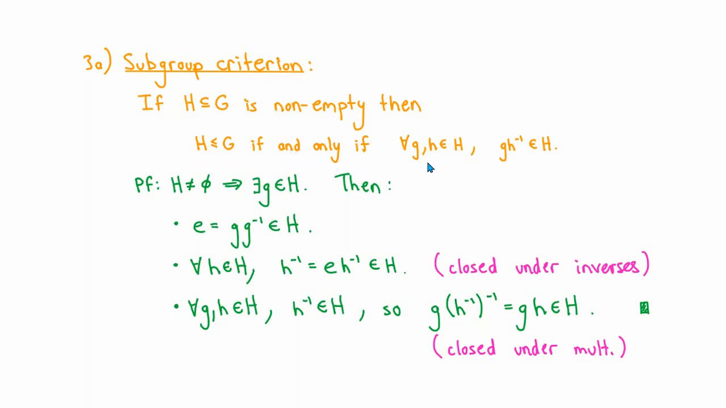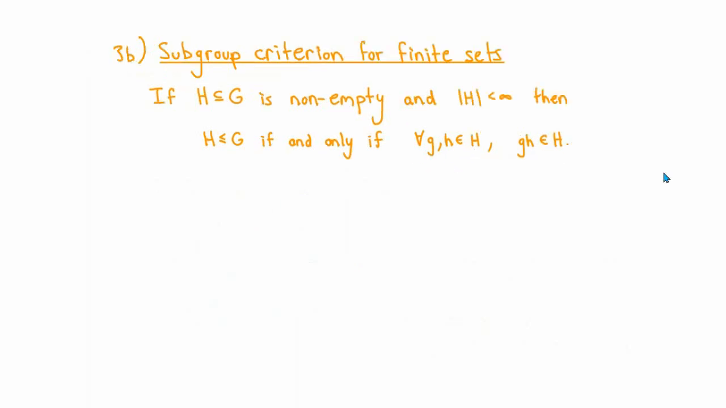And it means that when you want to check that a non-empty subset of a group is a subgroup, instead of checking two things, you only need to check that for every g and h in H, g times h inverse is an element of H. Now, if H is a finite non-empty set, then the situation is even a little better. And to check that H is a subgroup of G, we can use the subgroup criterion for finite sets. The subgroup criterion for finite sets says that if you have a non-empty finite subset H of G, it's going to be a subgroup of G if and only if it's closed under multiplication.